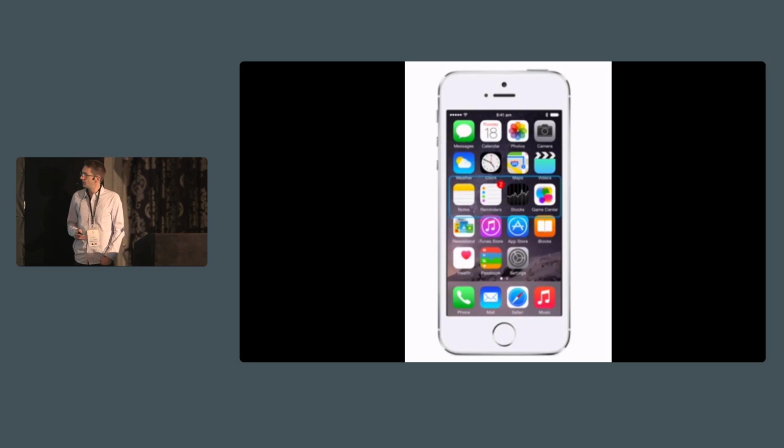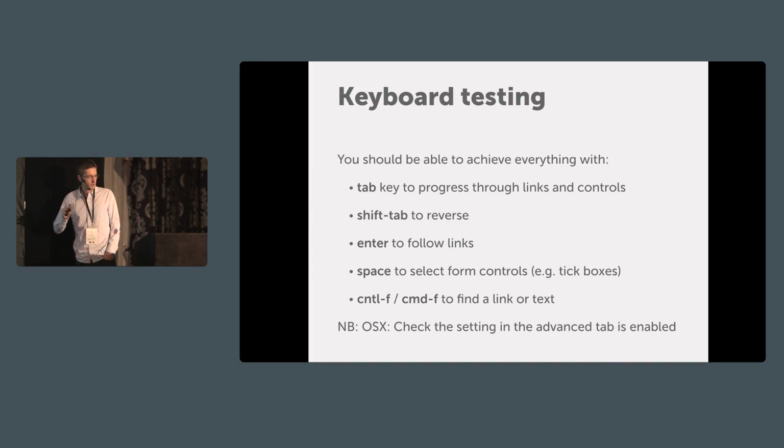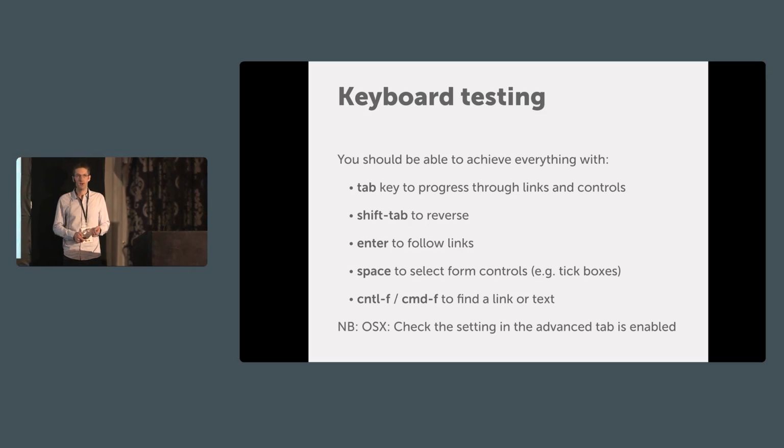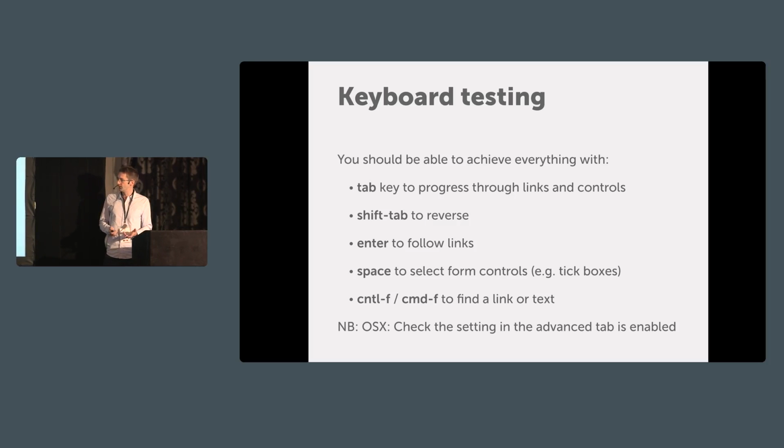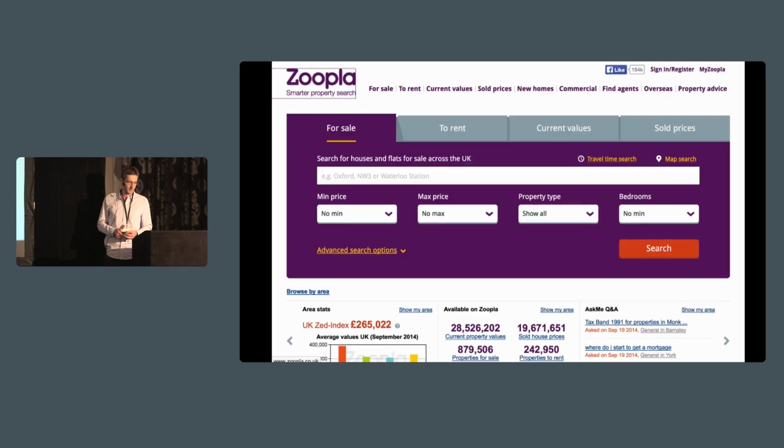Now this equates very closely to keyboard accessibility on the web as well. So very simple things. You can open up any website and you should be able to get around with this very simple set of commands. Things like tab, shift tab to go back, enter to follow links, that sort of thing. It also equates very closely to voice input, things like Dragon Naturally Speaking. So it's one of the simplest things, but it's so often left out.